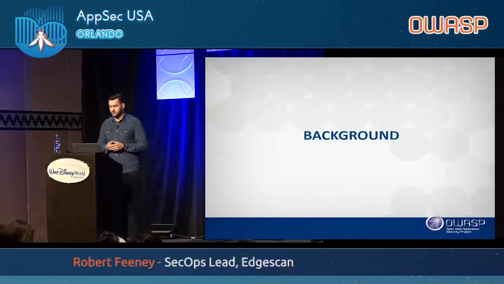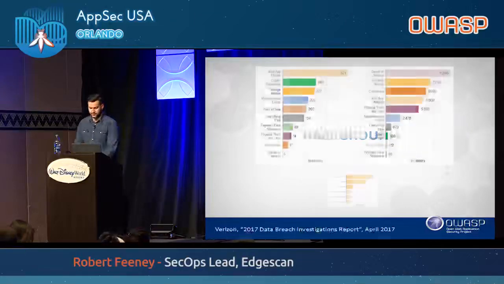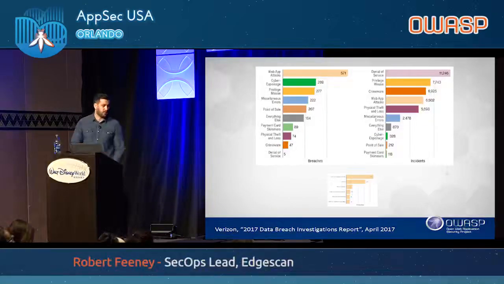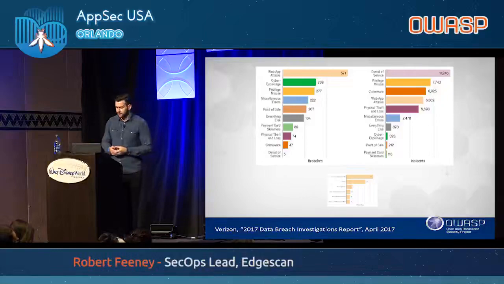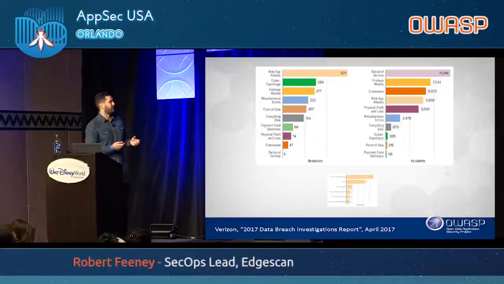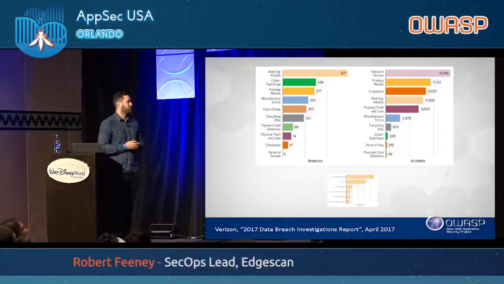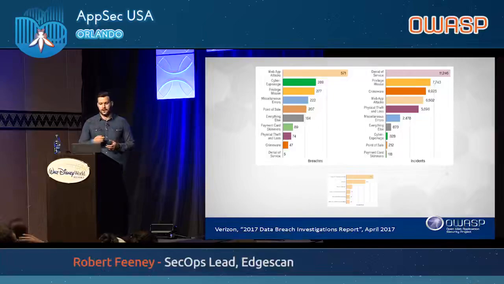So I'll just provide you with some context of what made me look at web application vulnerability scanning tools. This data is taken from the Verizon data breach report, as you can see. And if you look at the top left-hand side of the first figure there, you'll see that web application attacks are the number 1 cause of breaches. And they're also, on the right-hand side, the 4th most common cause of incidents.